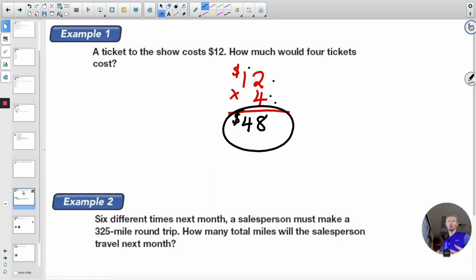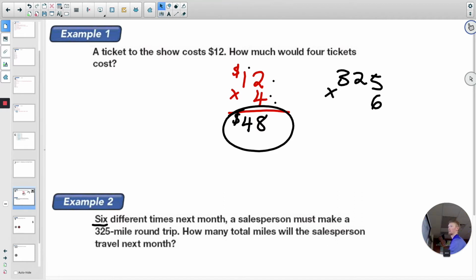All right, example 2 says, 6 different times next month, a salesperson must make a 325-mile round trip. How many total miles will the salesperson travel next month? So 325 miles. And he has to do that 6 times, so times 6.